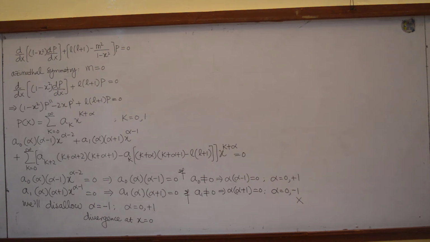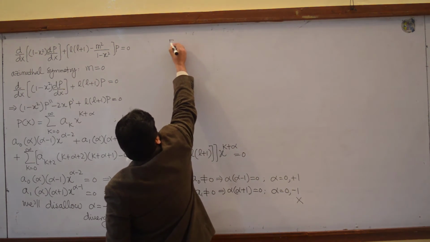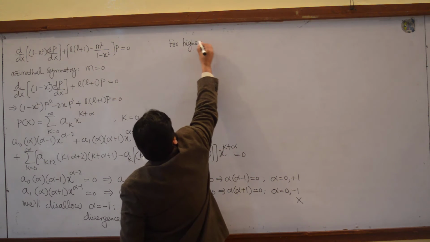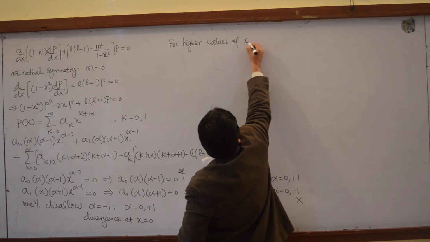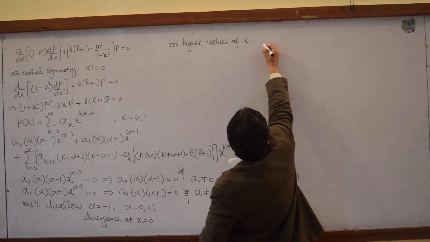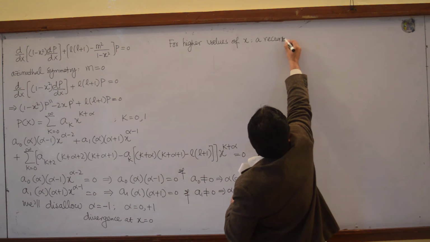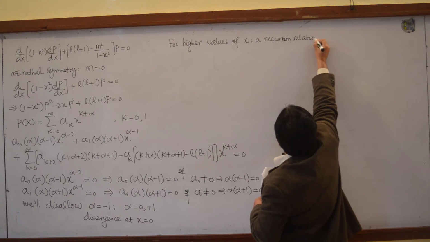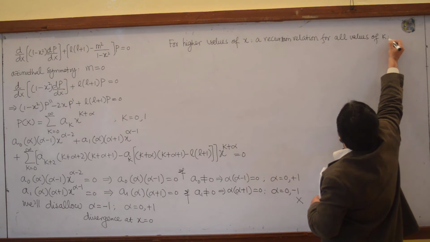Now what about the higher values of k? From the first two terms, we got some clue about our coefficients and about alpha. Now for higher powers of x, we will have a recursion relation for all values of k. How?